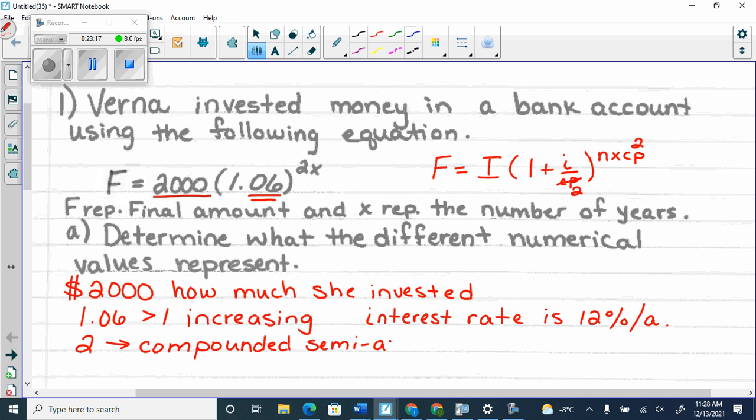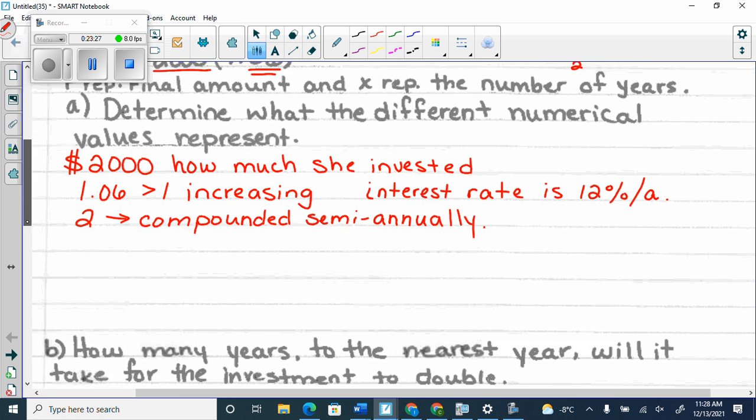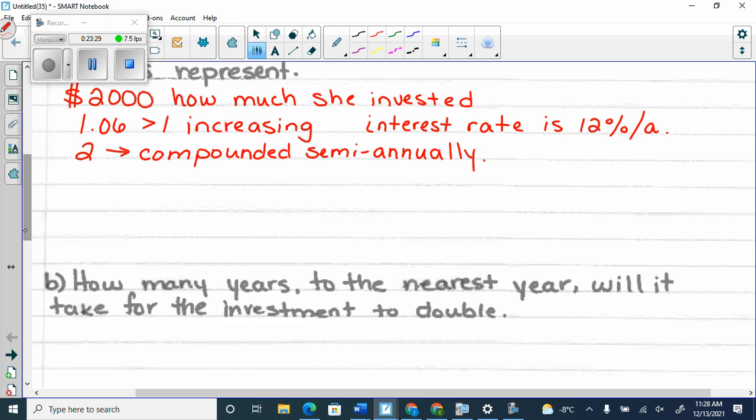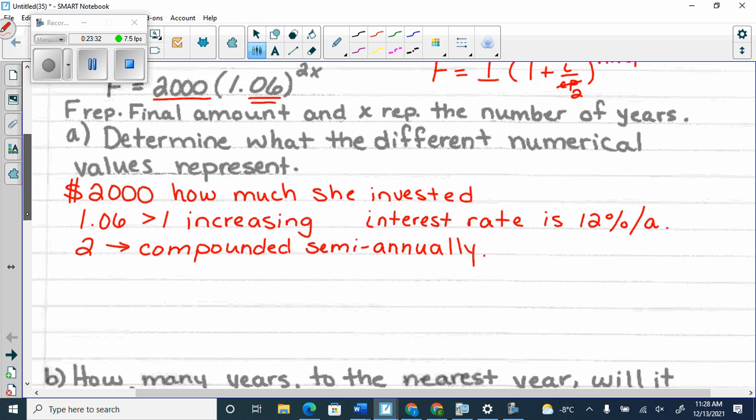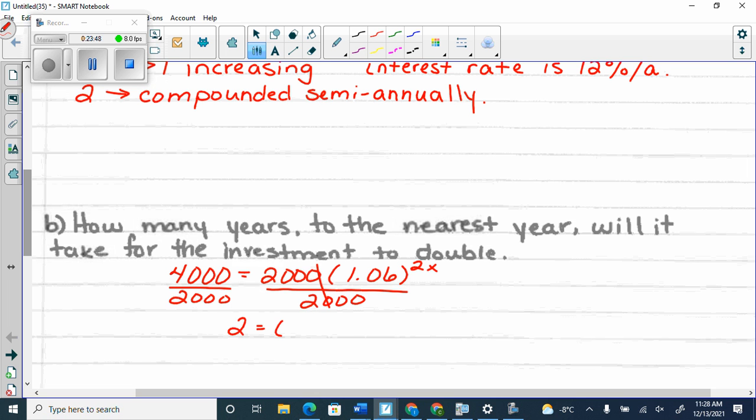And they do this on the written response. They'll ask what do the values stand for. And you need to know. How many years to the nearest year will it take for the investment to double? Well, what was it originally? 2,000. So what am I asking for it to be? 4,000 equals 2,000 bracket 1.06 to the 2x. Divide my initial over first, always, when I have my final and my initial. And I get 2 equals 1.06 to the 2x.